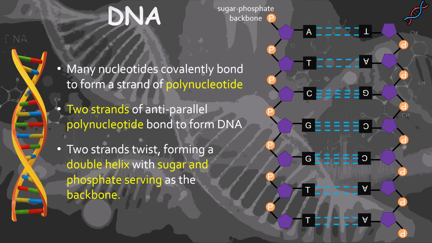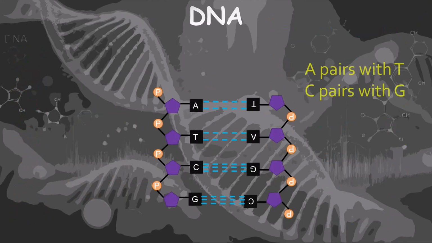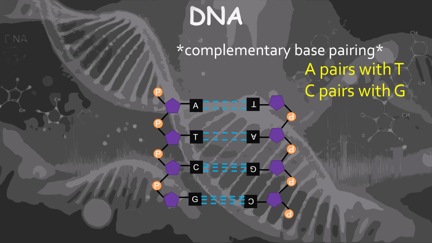DNA molecule. You may notice that A always pairs with T, while C always pairs with G. This is known as complementary base pairing. Complementarity is important to ensure that there are 2 copies of one's DNA.